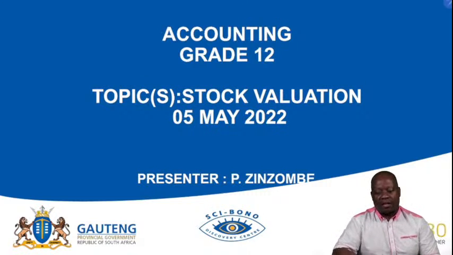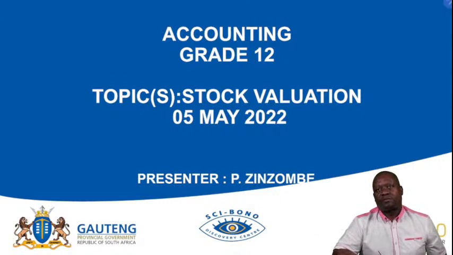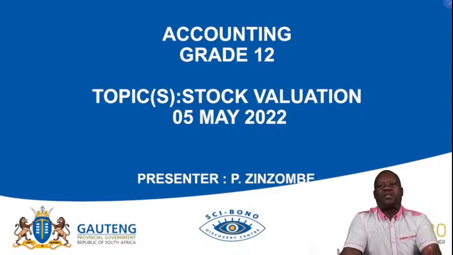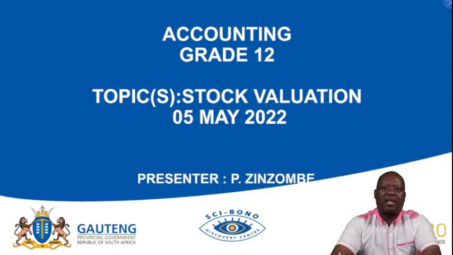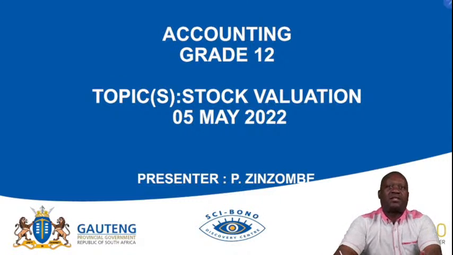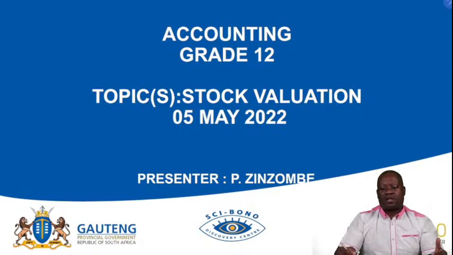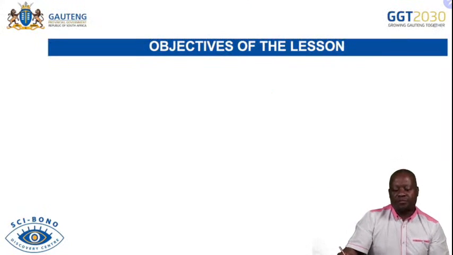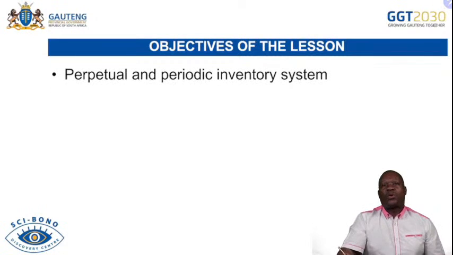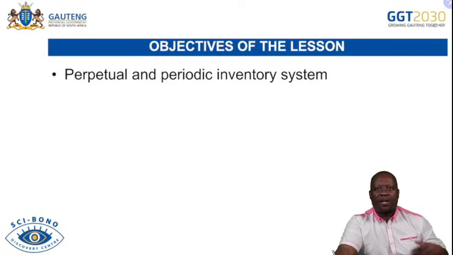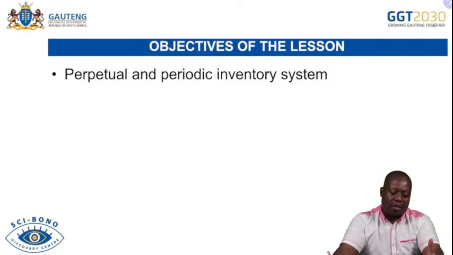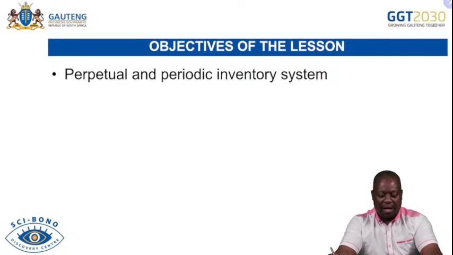Our topic for the day is stock valuation. We are going to be looking into this topic, which is new to you guys, because we never had such in grade 11. But please remember, there are some elements that we started with, especially we looked into inventory systems when we were still in grade 11. So what is it that we are going to look into today? We are going to look into the inventory systems. And you still remember the perpetual and the periodic inventory systems from last year.